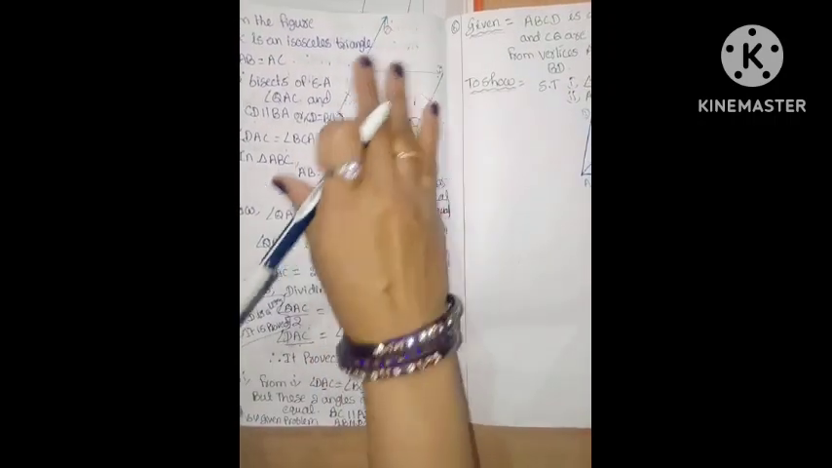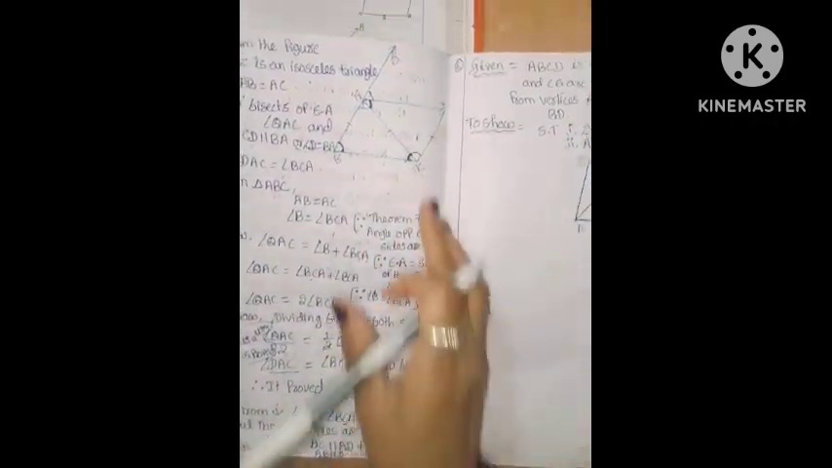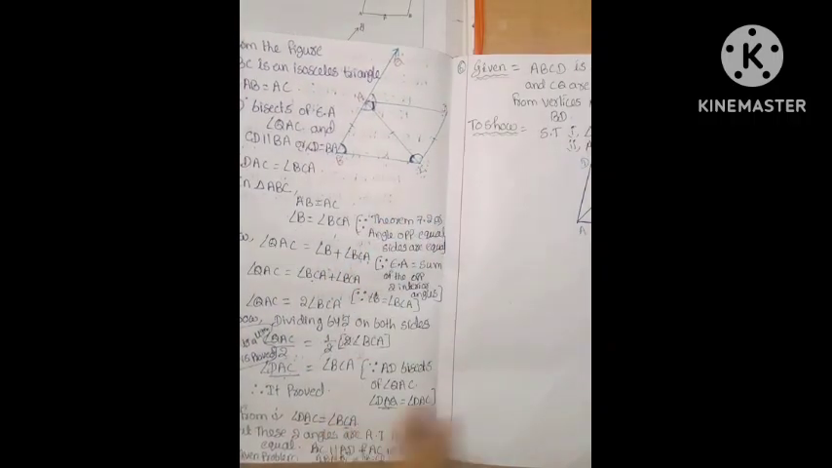Then the figure is called what? ABCD is a parallelogram. So it is proved. Are you clear? This problem's solution is over. Are you understood? These two questions are over, and next we'll move on to the next question.